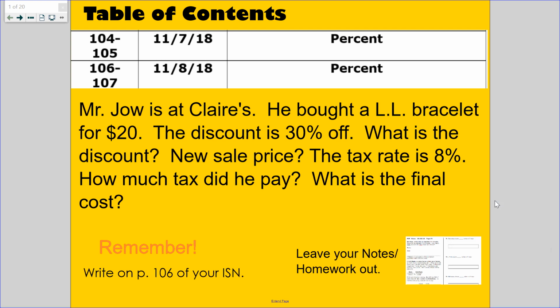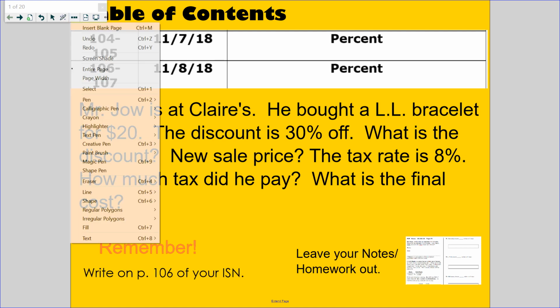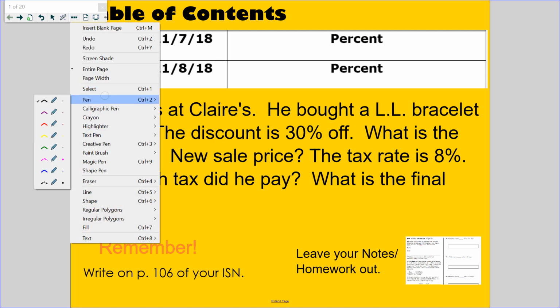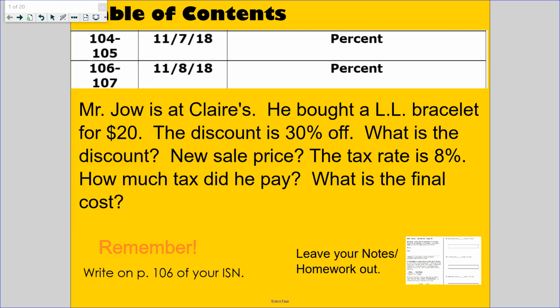Welcome again. This lesson is over percent. However, this lesson deals with percent of increase and percent of decrease. Let's look at our number routine.